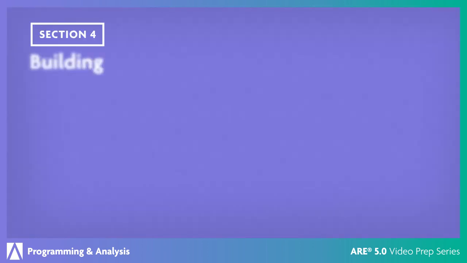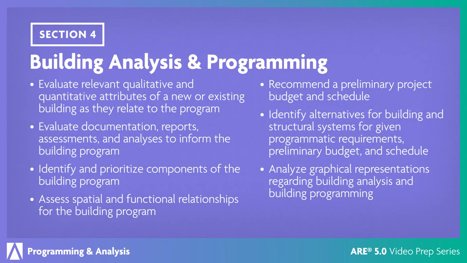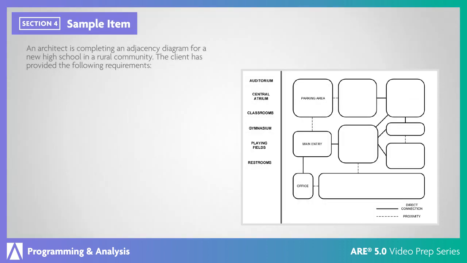In the Building Analysis and Programming section, you'll analyze new or existing buildings relative to the program requirements, cost, and schedule. This is the largest section in the Programming and Analysis division. Let's look at a sample question. An architect is completing an adjacency diagram for a new high school in a rural community. The client has provided the following requirements.